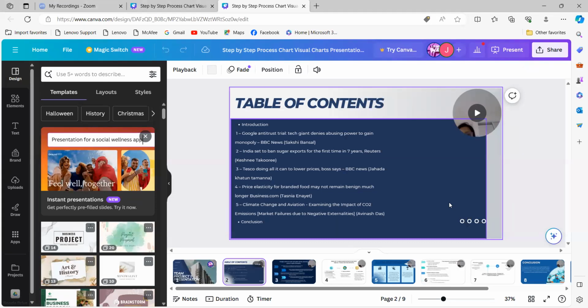Number 3, Tesco doing all it can to lower prices, boss says. BBC News, done by Jahata Tamanna. News 4, price elasticity for branded food may not remain begin much longer. Business.com, done by Tasdia. Number 5, climate change and aviation, examining the impact of CO2 emissions, done by Avinash Dash. So now we would like to present the details of each news.